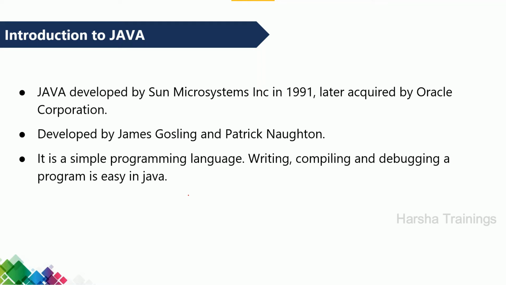What is the meaning of simple? Simple means easy to understand, easy to identify the errors, and easy to correct those errors. That is debugging. What is the meaning of debugging? Identification of errors and then correction of errors, combined together, is called debugging.